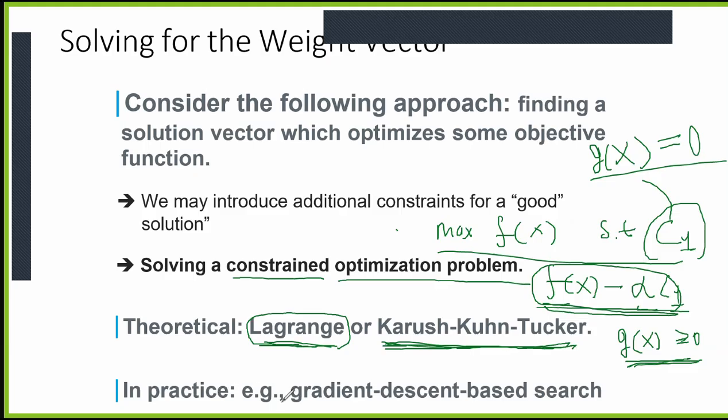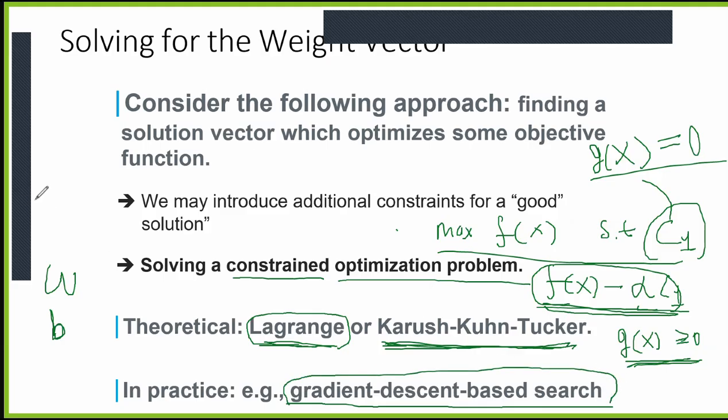So in practice, when we converge to some optimal weight vector or bias, unlike linear regression, because the optimization problem is more complex, we don't get an analytical solution directly, but we approach it iteratively, such as we do with the gradient descent-based search. Yes, so that's the key takeaways from this slide.